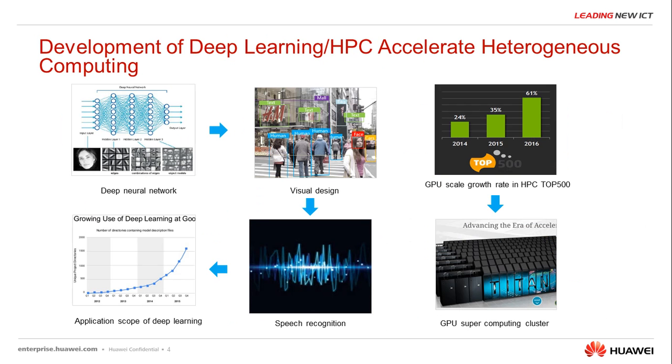This slide talks about the fast development of deep learning and the democratization of HPC accelerating heterogeneous computing. Deep learning, that is to say deep neural networks, are suitable to be accelerated by heterogeneous computing or GPUs, so heterogeneous computing is widely used in the visual design and speech recognition scenarios. Right now we can see more and more applications being accelerated by heterogeneous computing. On the other hand, in the HPC domain, we can see more and more GPU-accelerated supercomputers emerging in the top 500 HPC list over the recent years.